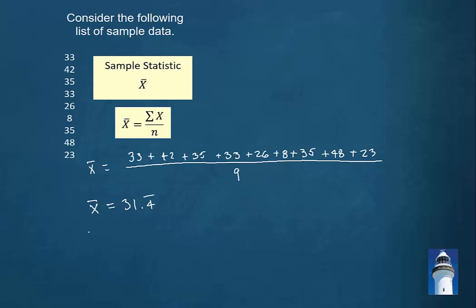Now the general rounding rule states that we should not round at all until the final calculation has been made. And then the rounding rule for the mean says that we should round to one more decimal place than occurs in the raw data. Our data values are all whole numbers, so we would round our mean to the 10th place, and so we would report this mean, a sample mean, using the symbol x bar as 31.4, rounded to the 10th place.